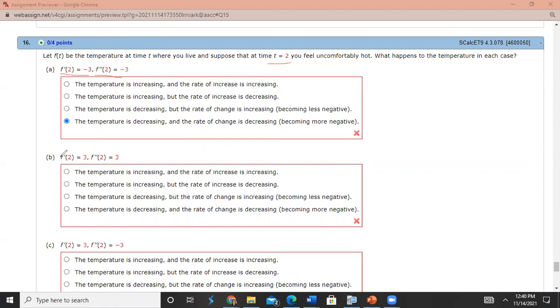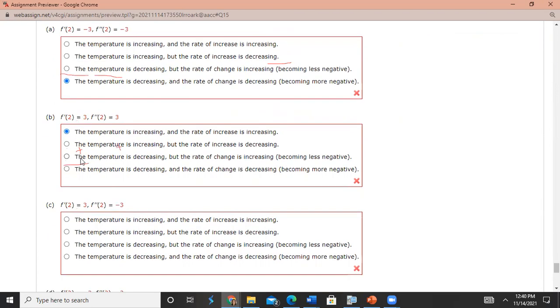Let's take a look at the next scenario. It says here the rate of change of the temperature is positive and the second derivative is also positive. So here, the temperature is increasing and the rate of change is also increasing. Not good, because it says you feel uncomfortably hot. This would be the worst case scenario.